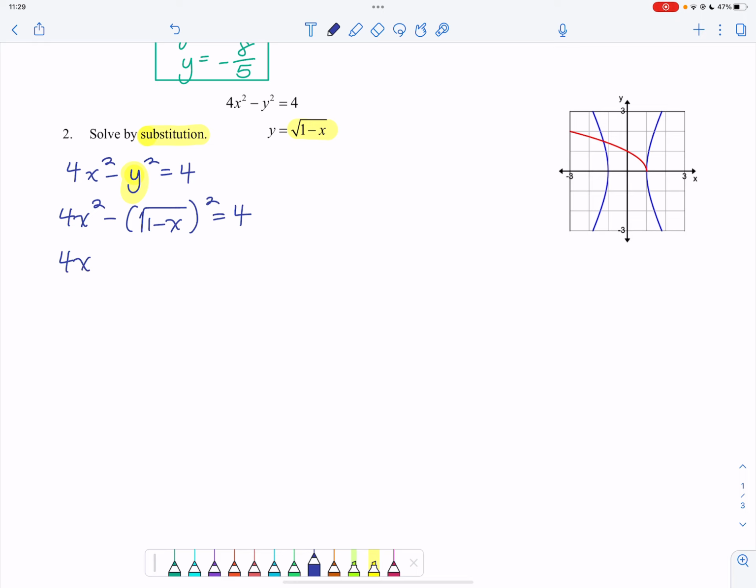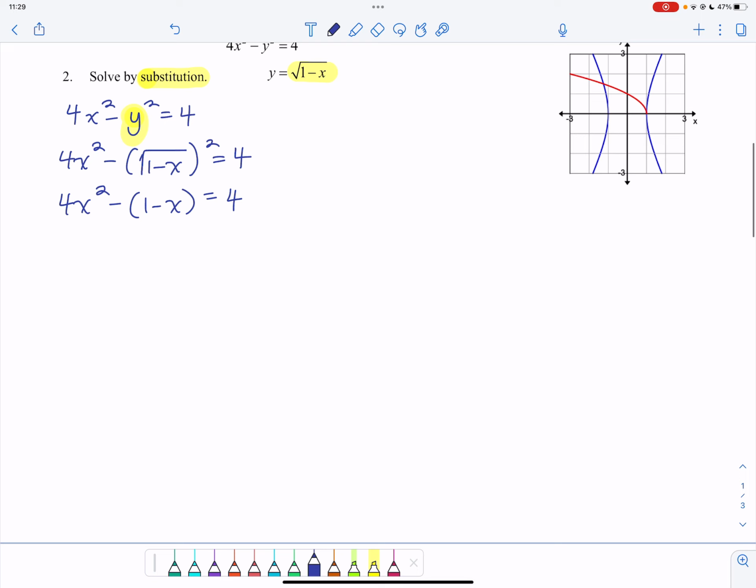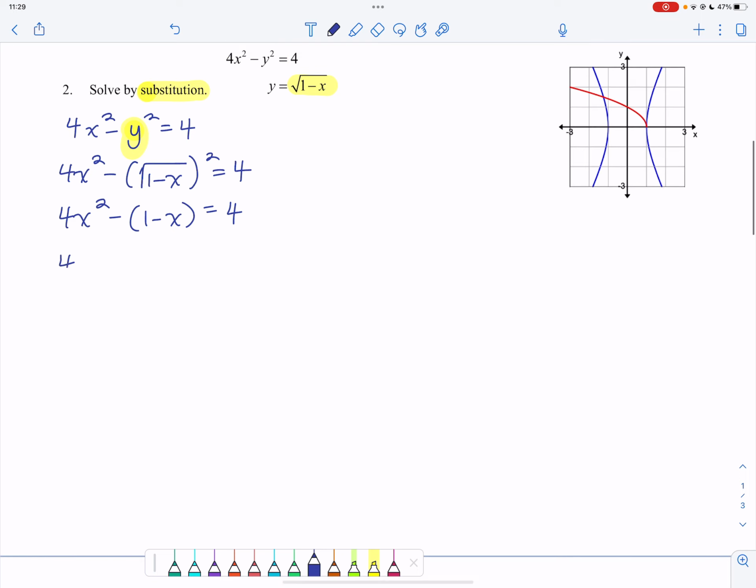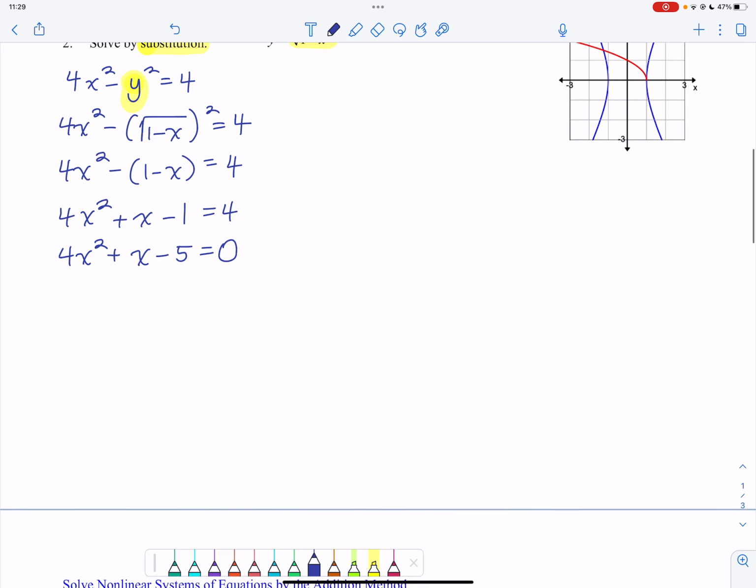So we have 4x squared minus all of 1 minus x. So be careful with your parentheses there. So we have 4x squared minus 1 plus x. I'm going to put the plus x first and then the minus 1 equals 4. Let's bring that 4 over to the left-hand side. So that would be a negative 4. So we have a negative 5.